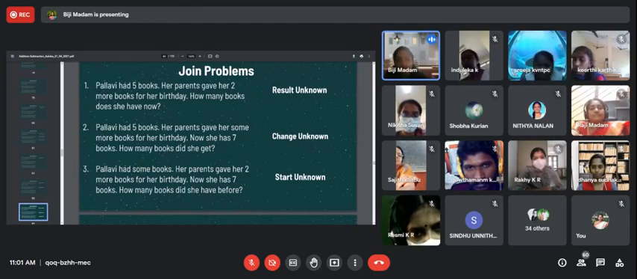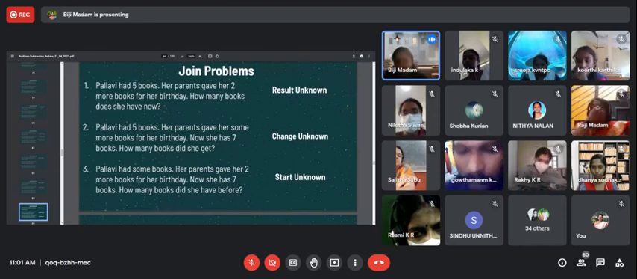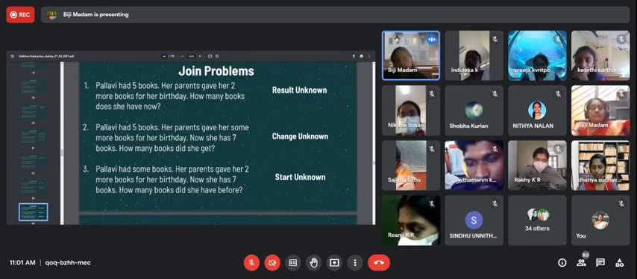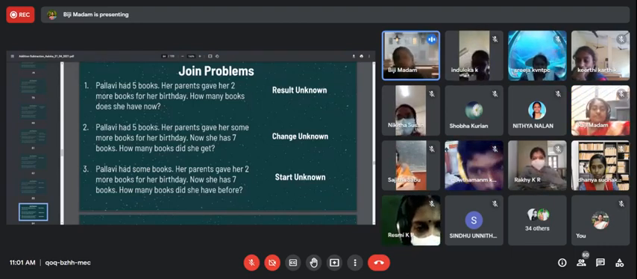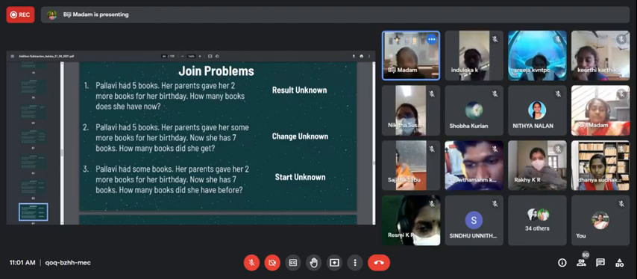Very good. So for a small child, the start unknown type of questions will be more confusing because the child does not know what to do. The first number itself is missing. So even though it is a joining problem, this type of question is more confusing. So you can give practice for one expression like this. You can make 3 different types of questions for it.